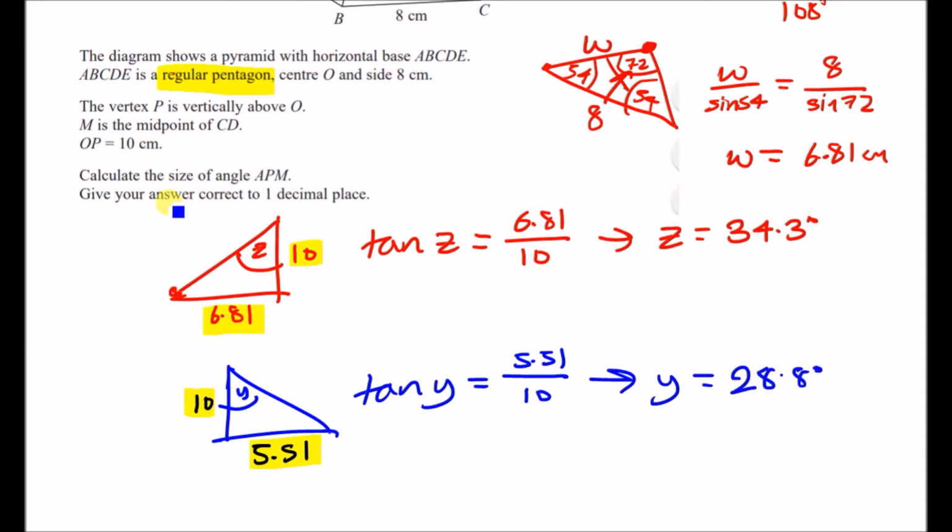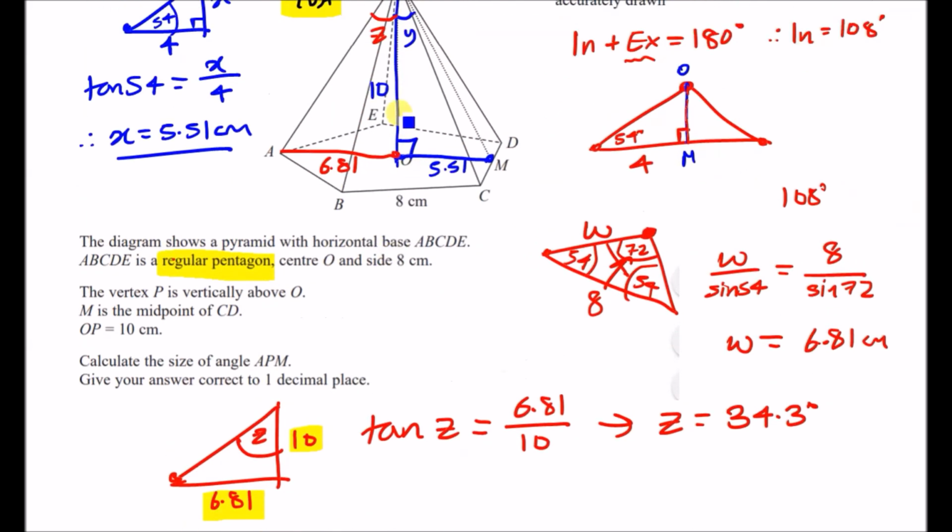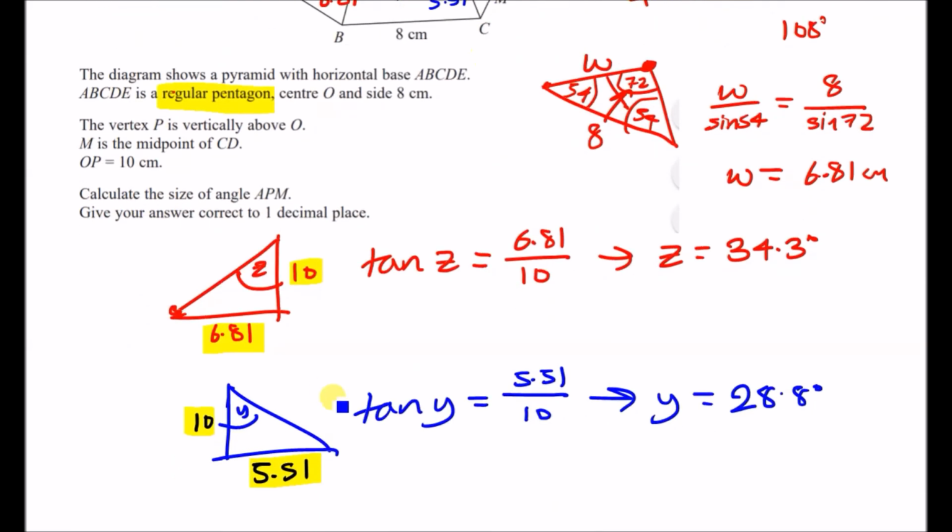And therefore, we can say that the total angle APM is Z plus Y. So angle APM equals literally Y plus Z. Summing these up, you should get 63.1 degrees.